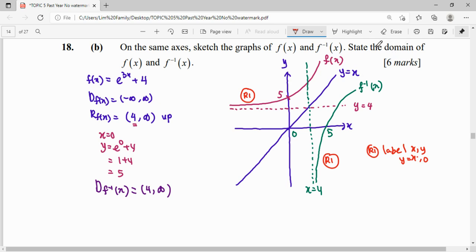Then lastly, we go for domain. We have another mark here for the reflection axis. We are going to see whether your reflection axis is accurate or not. And lastly, only the last mark is for all the labeling. Then we have to answer the domain, the domain of the function and the domain of the inverse function.